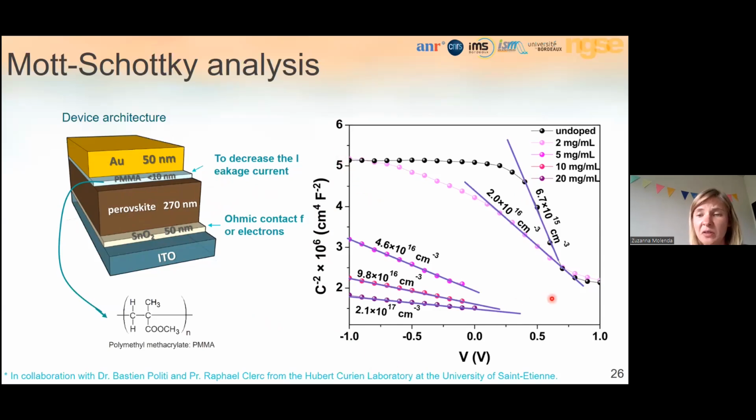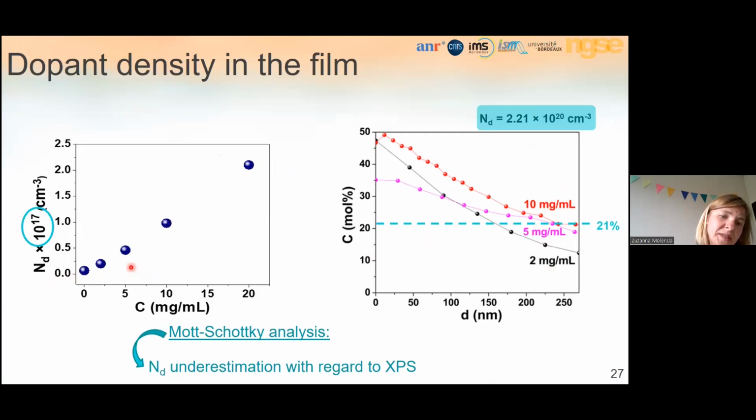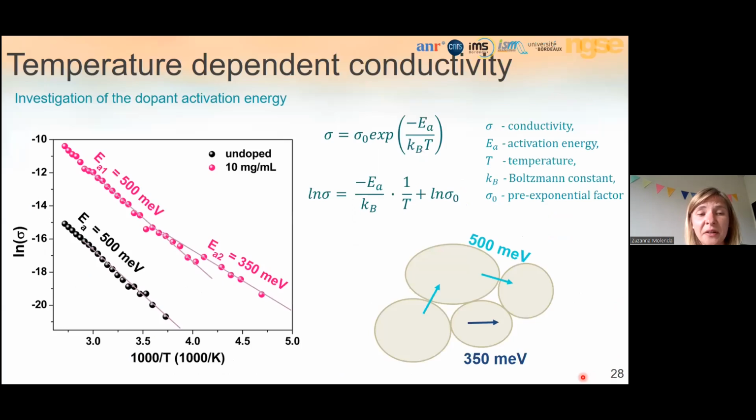Well, here are the Mott-Schottky plots, so we can observe the decrease of the slope for an increase of doping concentration, and this corresponds to an increase of ionized dopant density. I plotted this ionized dopant density against the doping concentration, and we can see that the ionized dopant density is at the level of 10 to the power of 17, while the doping concentration calculated from the XPS is on the level of 10 to the power of 20. So in order to elucidate this discrepancy, I measured the conductivity as a function of temperature in order to calculate the activation energy of the dopant.